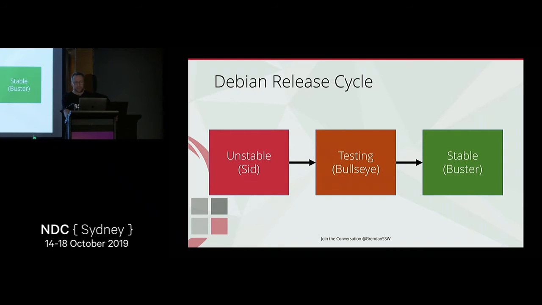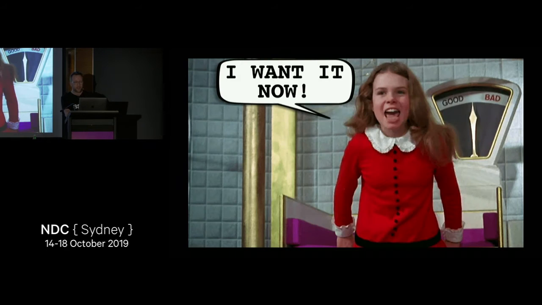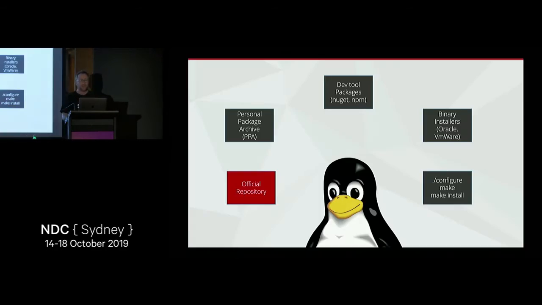So what if you don't want to wait for new software to come through that release cycle? Like Veruca Salt, that's not quick enough for me. That release cycle is longer than the lifetime of some JavaScript packages. So what can you do? You've got a few ways of getting software. So the first place you can go is the official repository, the repository that comes with your operating system, with your distribution. But it takes time for software to make it into the stable branch of that repository.